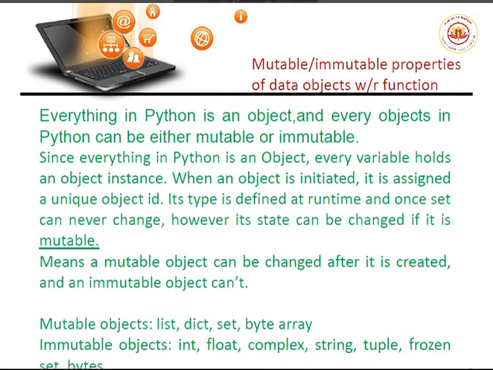Next, the mutable properties of data objects with respect to functions. Here we see how mutable objects react with respect to a function. Everything in Python is an object. Every object in Python can be either mutable or immutable. Since everything in Python is an object, every variable holds an object instance. When an object is initiated, it is assigned a unique object ID. Its type is defined at runtime and once set can never change. However, its state can be changed if it is mutable. A mutable object can be changed after it is created. An immutable object can't change.